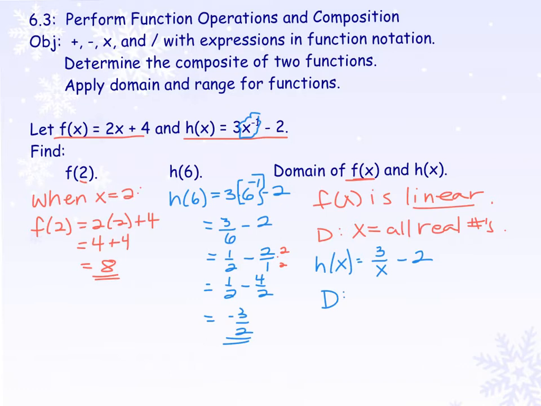And in a fraction, denominators can't equal 0, which means for this case, x can't equal 0 would be the domain. Luckily, we only plugged in 6, so we were able to get an output value. But if we tried plugging in 0, we'd end up with 3 divided by 0, and that's not defined.